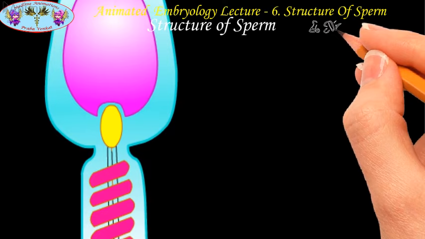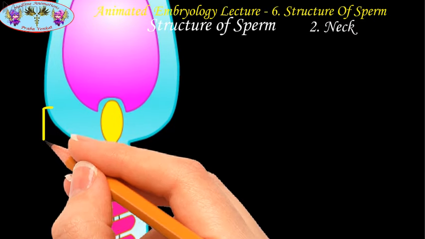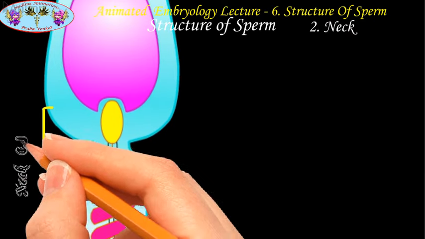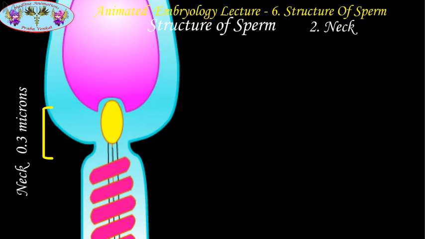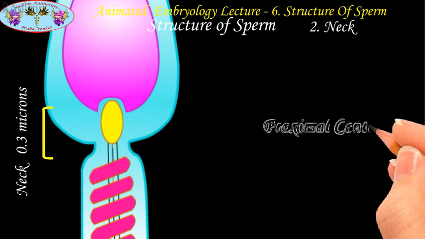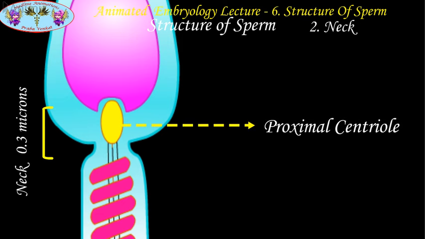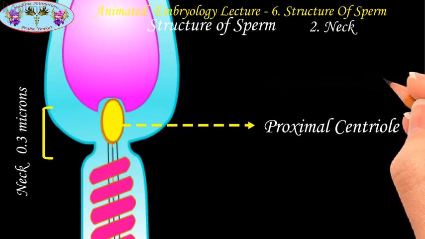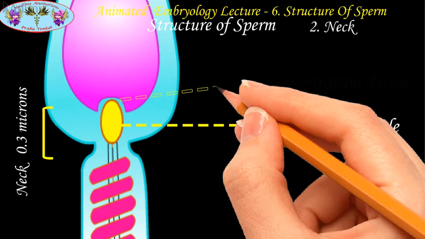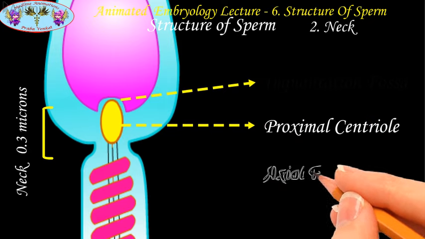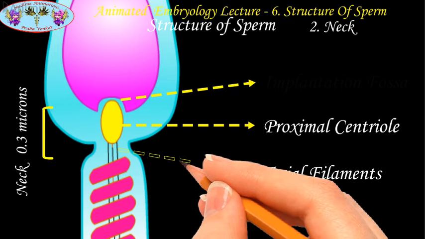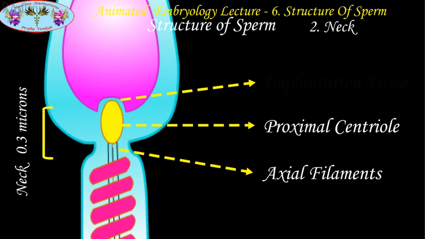The second part of the sperm is the neckpiece. It is the shortest part of the sperm and measures about 0.3 microns. It is a narrow part that connects the head with the middle piece, and the position of the proximal centriole marks the initial part of the neck region. Cranially, the proximal centriole is fixed in a small depression present in the posterior part of the nucleus called the implantation fossa, and caudally it produces the axial filaments that extend into the tail piece through the middle piece.